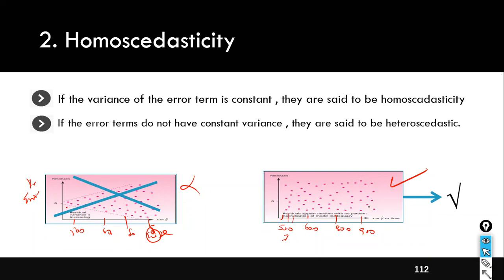But in this case, 500 square feet is very low, it is not going beyond this. 600 also is not going beyond. Suddenly for 800 and 900, as the size increases, the error also increases. It is violating the rule. This is called heteroscedasticity. There should not be any funnel shape. Instead, if you find something like this, this is called homoscedasticity.